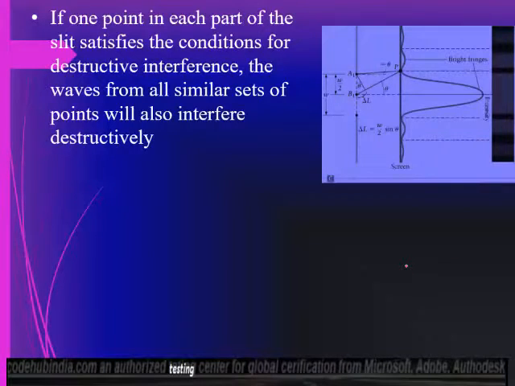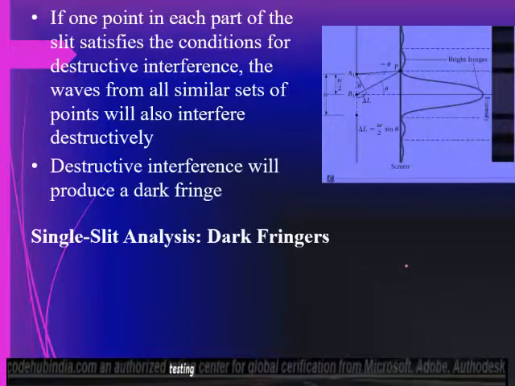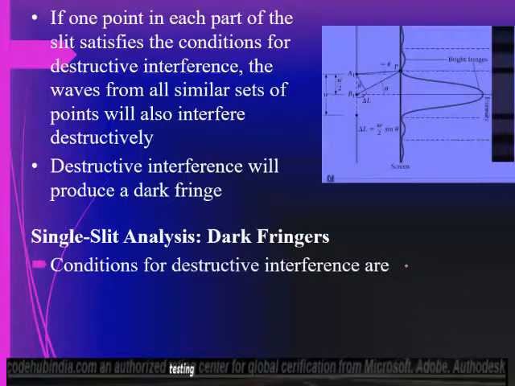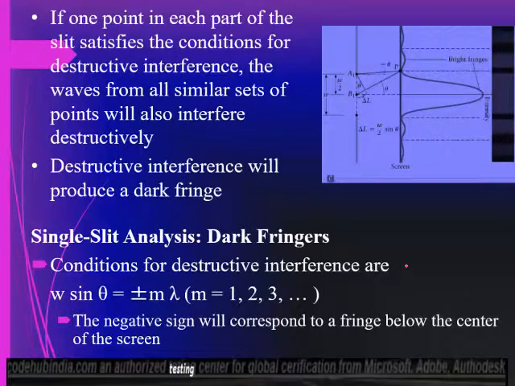And what will happen? Delta L equals W by 2 sin theta. Destructive interference will produce a dark fringe. In single slit analysis, the dark fringe condition for destructive interference is W sin theta equals plus or minus m lambda, where m equals 1, 2, and so on. The negative sign corresponds to the points below the center.